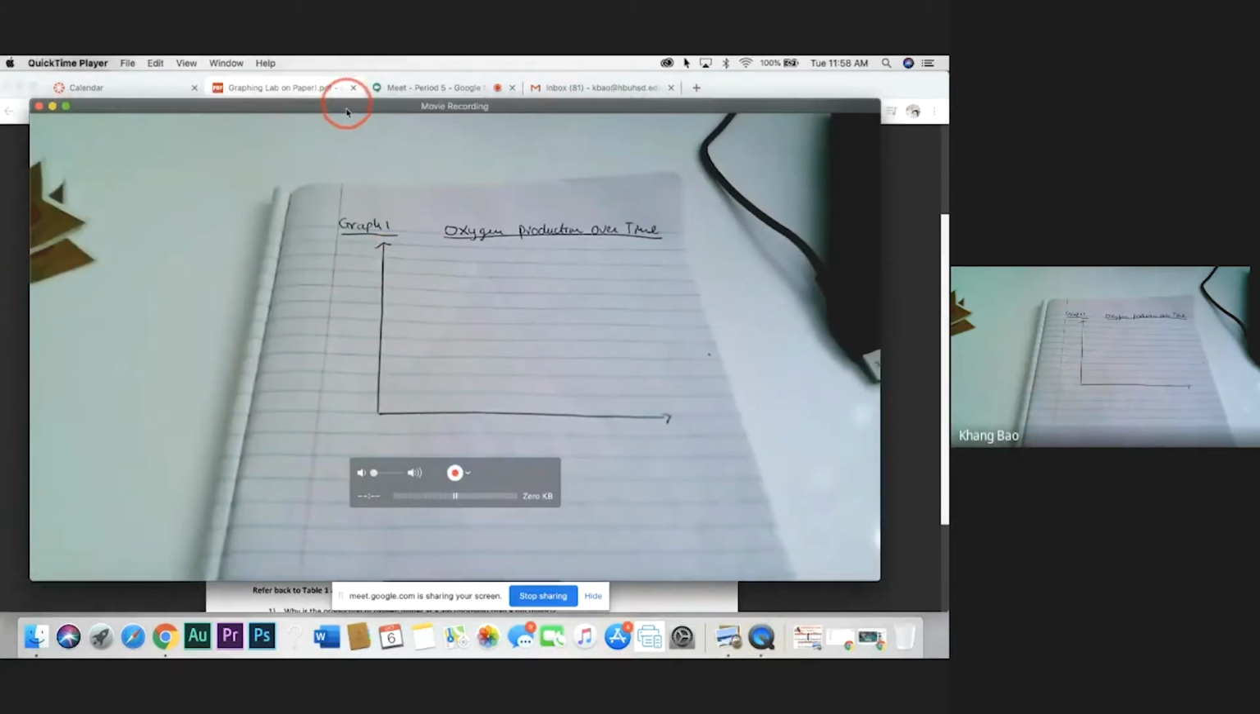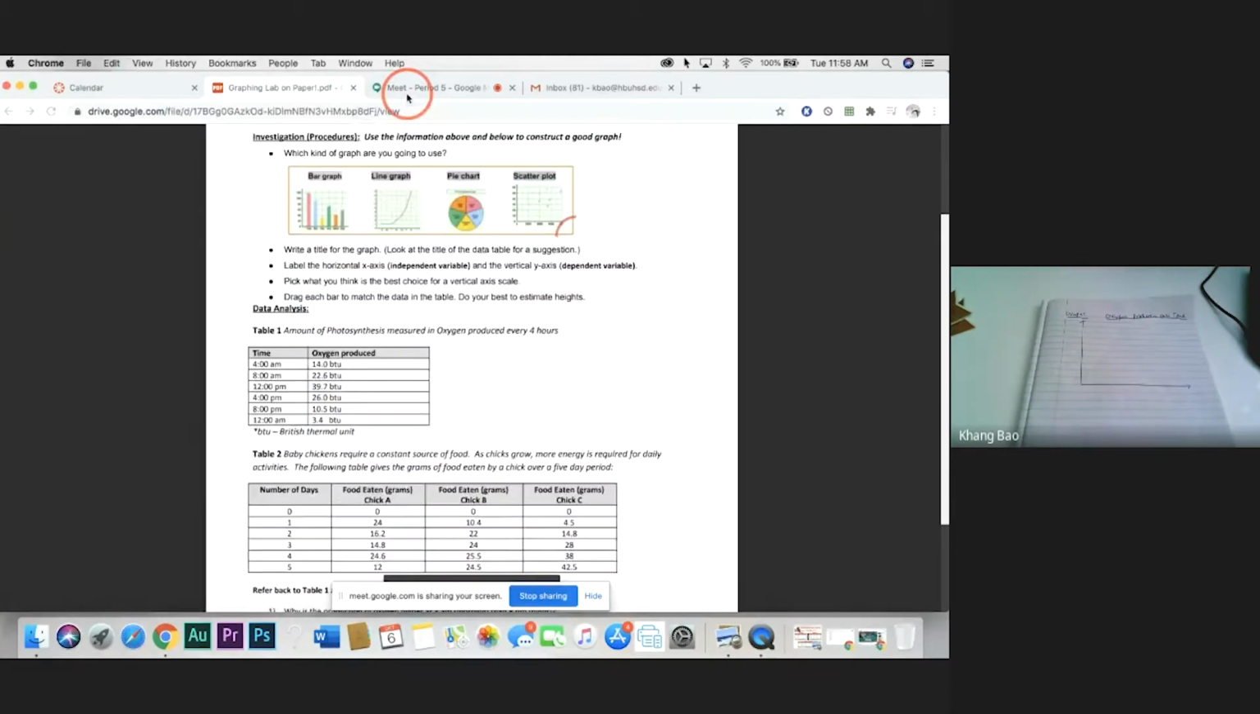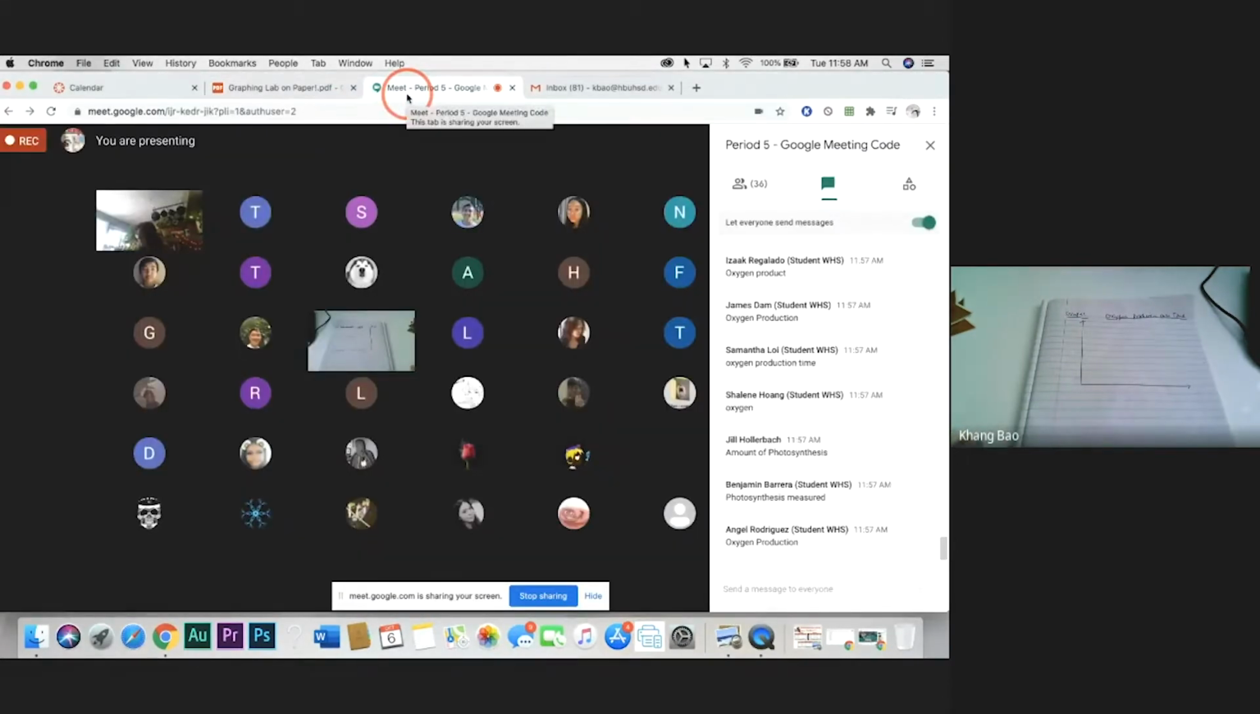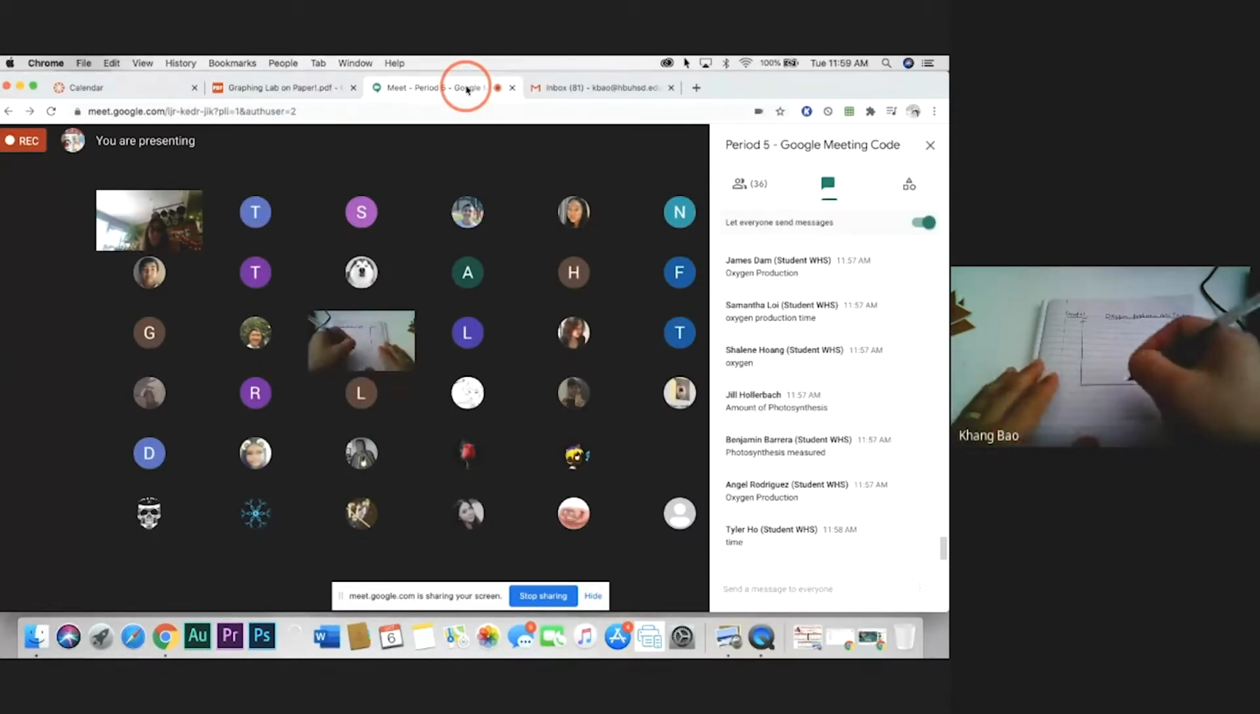All right. So then they want you to label. Can somebody in the chat box, not the whole class, we'll let you know when the whole class needs to reply, tell me what I label in graph 1 for the horizontal axis? Tyler Ho said time. You're right. So time is my independent variable. That's something that I change, right? And it's not the outcome.